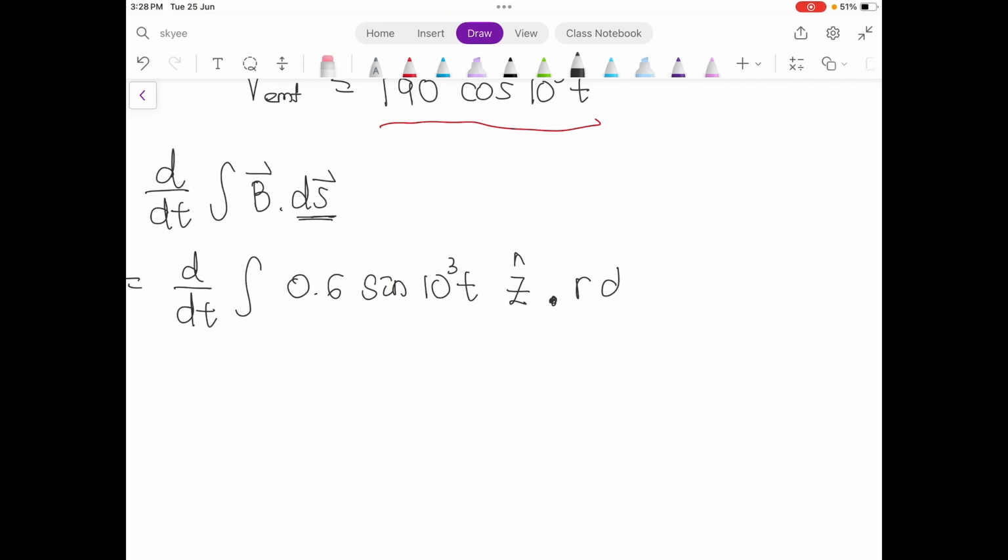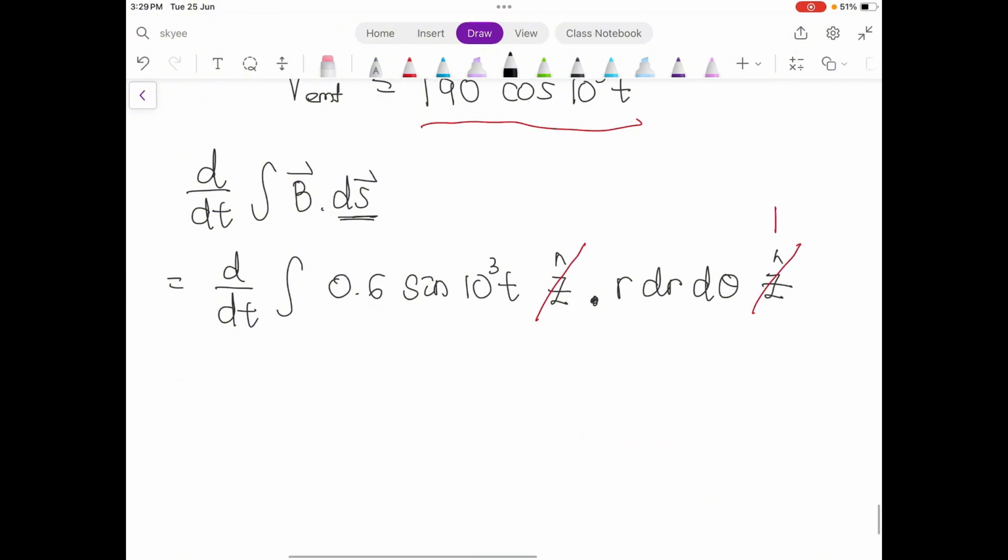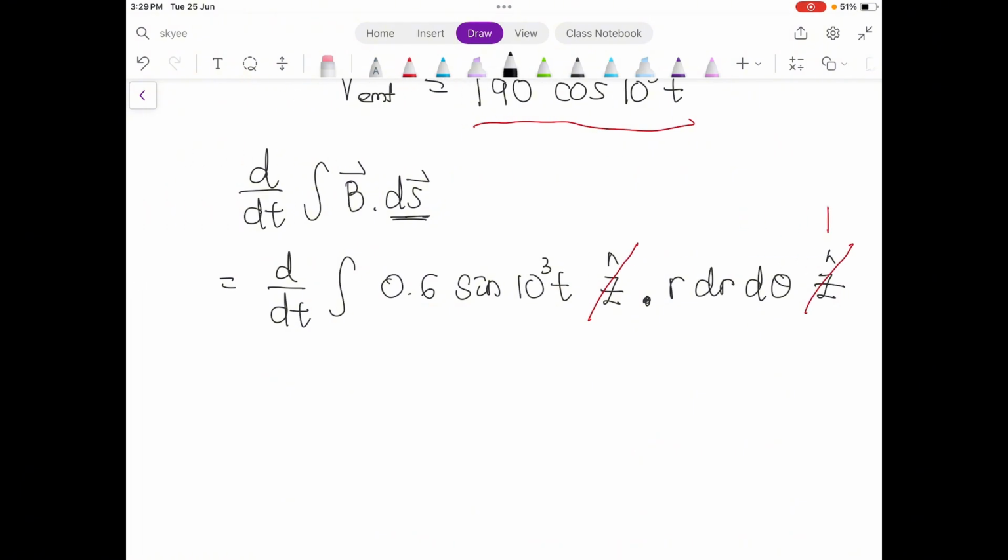So you have r dr dθ, and it is in the z direction. As the result of the dot product, you get 1. For the double integral, you define r from 0 to 10 centimeters, which is 0.1, and then θ from 0 to 2π because it is a circle. So what you get here is 0.6 sin 10^3 t, which is a constant.